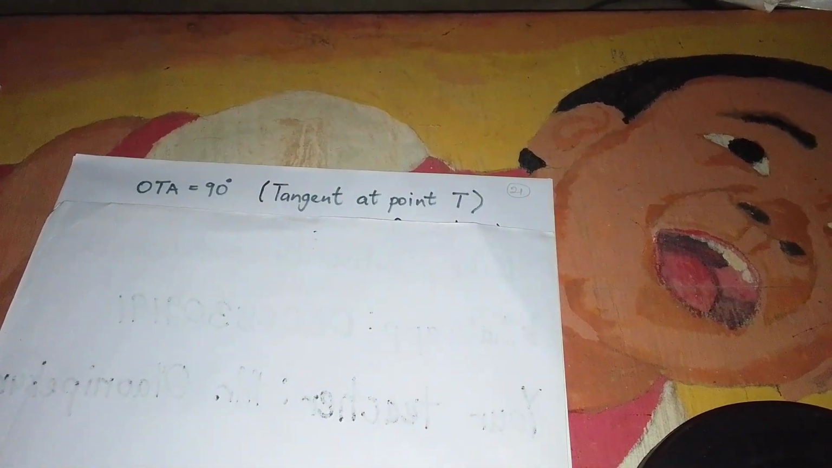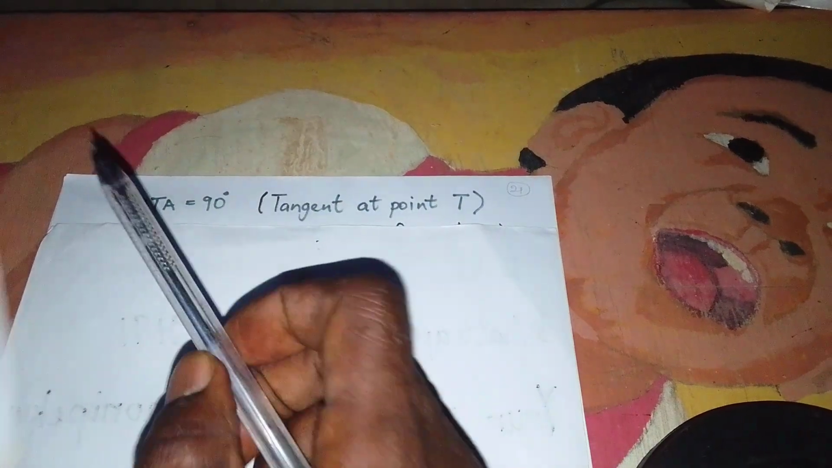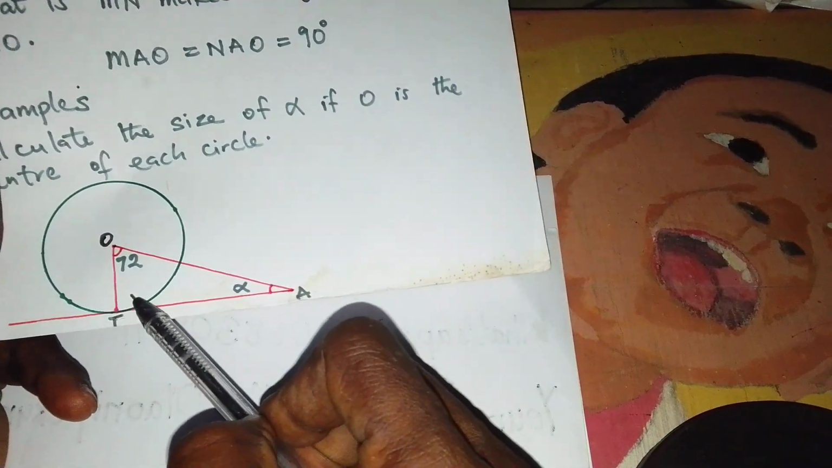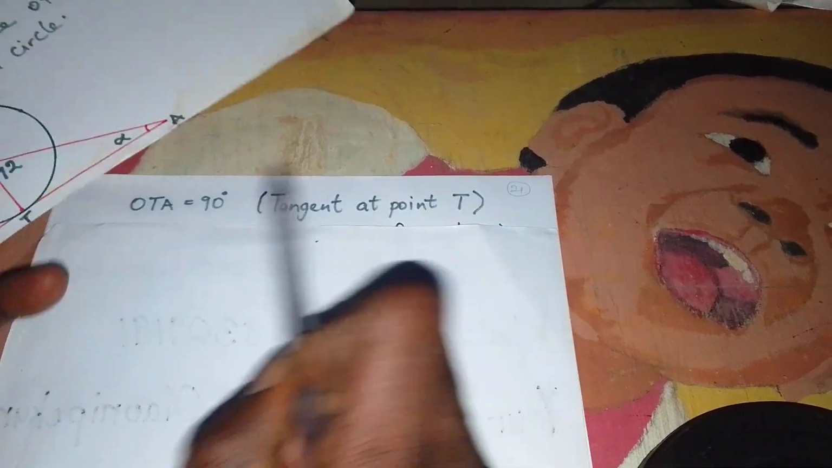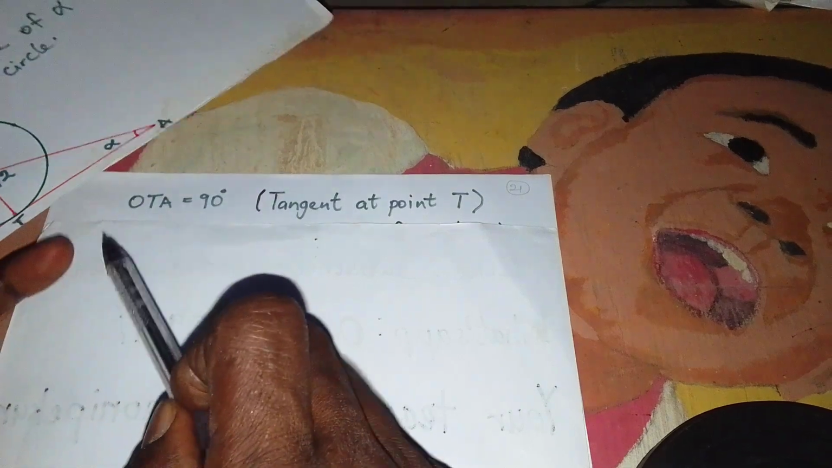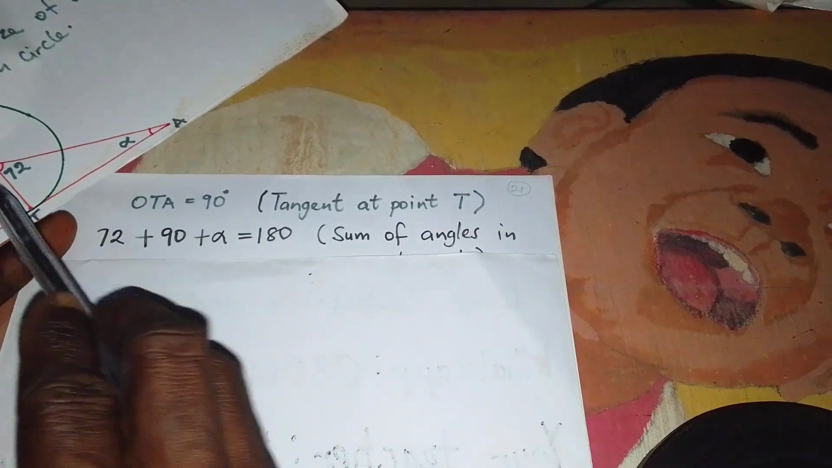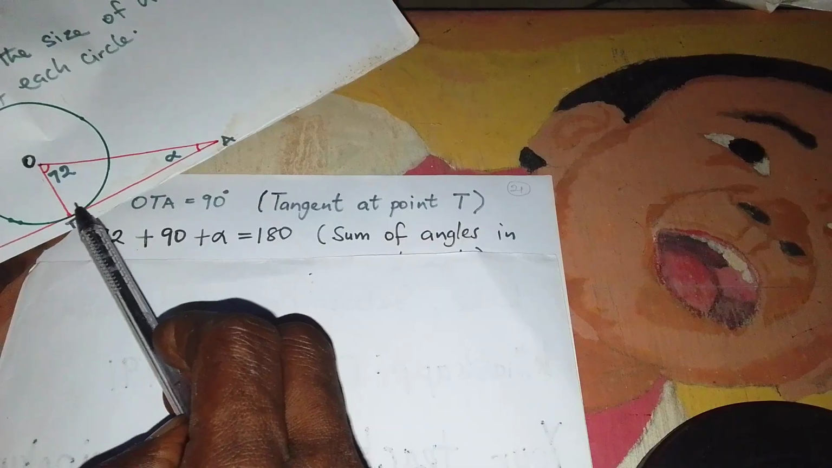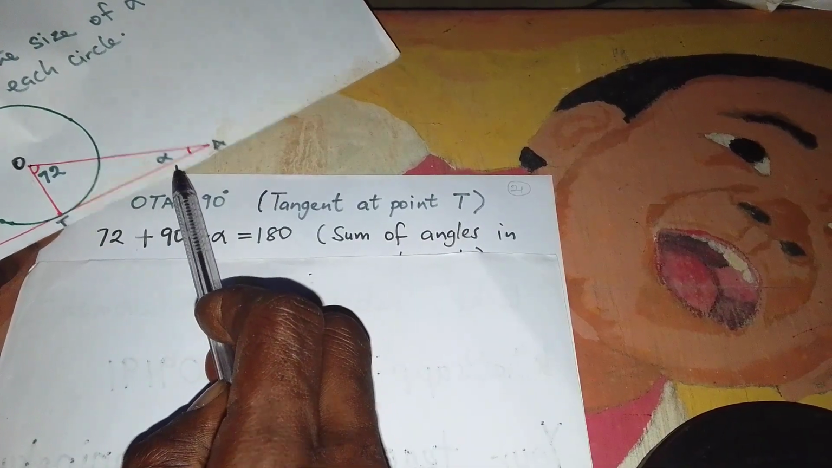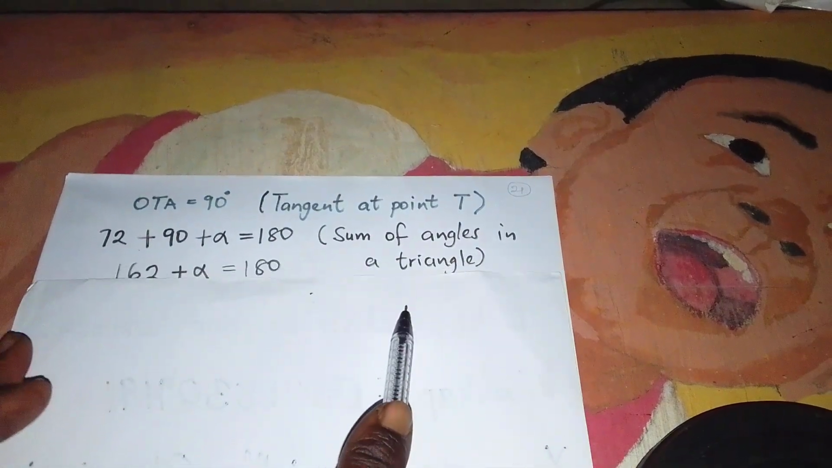Whenever you are doing anything in circle geometry, you must always give the reason. Without the reason, you will be marked wrong. So this particular angle is 90 degrees. Why? It's a tangent at point T. So if you now add angle TOA, which is 72, plus this angle 90, plus the alpha you are told to look for, it should be equal to 180. Why? Sum of angles in a triangle.